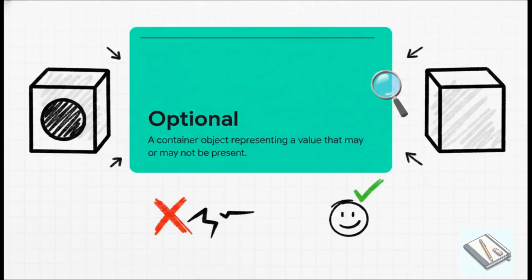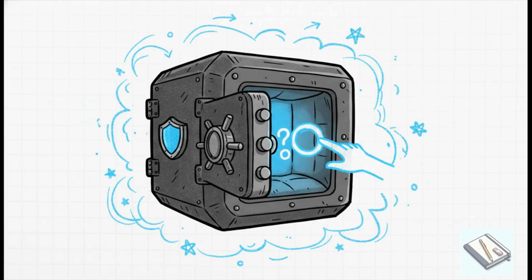The Optional class is used to represent a value that may or may not be present. Think of it like a little container box. If there's something inside, awesome. If the box is empty, it safely represents that absence without actually being null itself. Basically, it helps avoid direct null checks and reduces runtime errors. Let's see this in action.